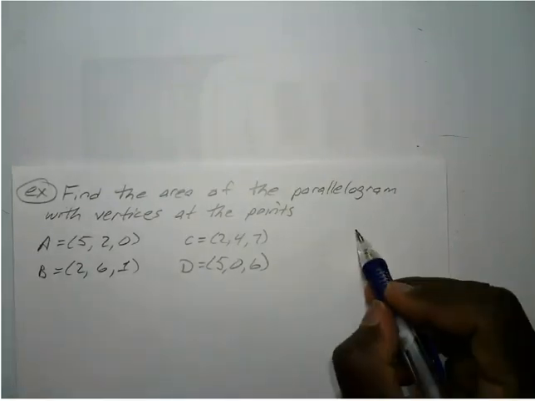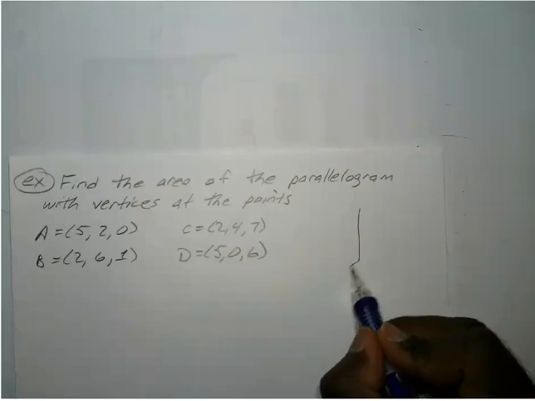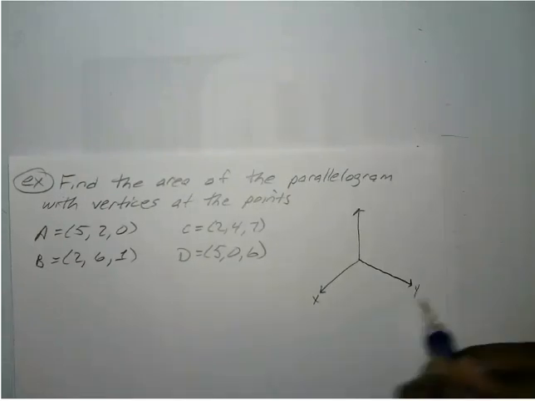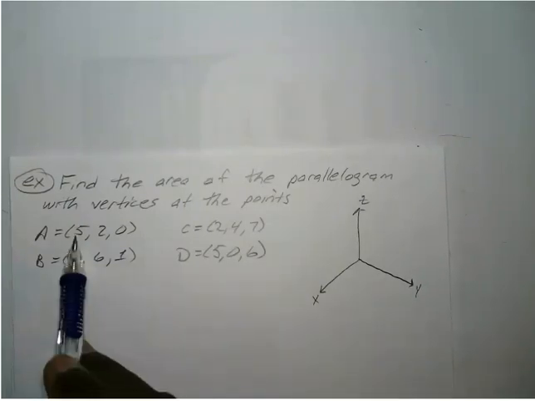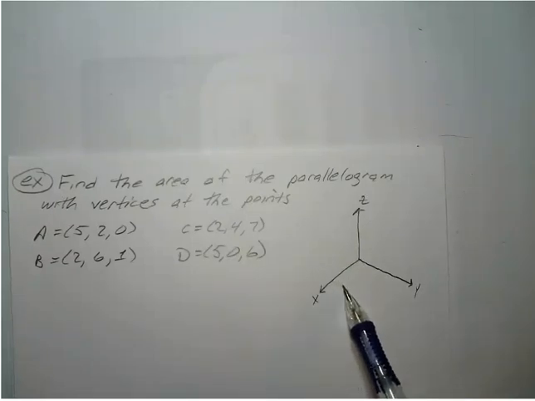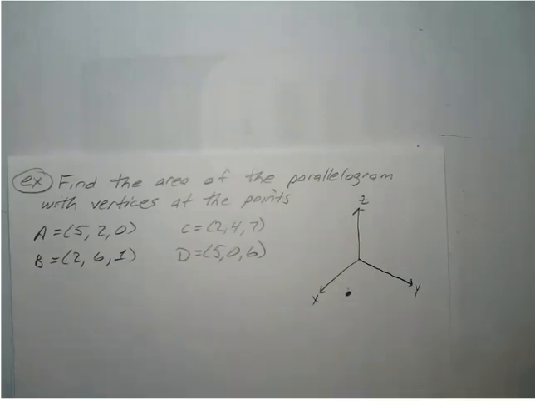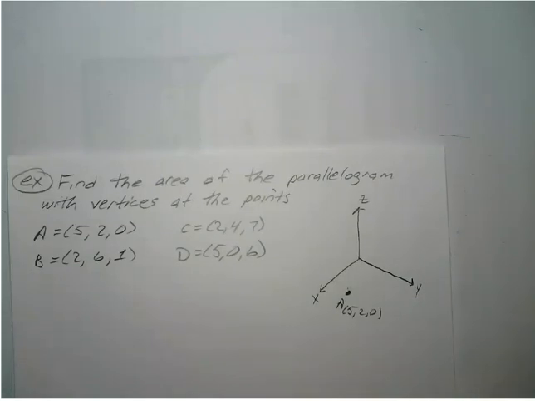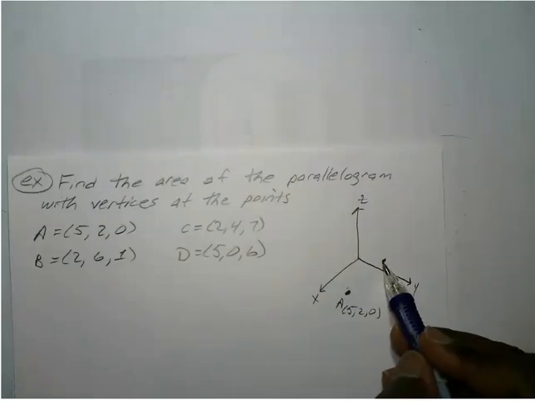Okay, so to help visualize, I'm going to draw a makeshift graph here of our parallelogram. That's our X, Y, and Z. Okay, so for point A, we have 5, 2, 0. So let's say we're going up 5, down the y-axis 2, and we don't go up on the z-axis, so we leave that right here. That's our point A, 5, 2, 0. Okay, so our point B, 2, 6, 1. So let's say X is 2, Y is 6, Z is 1, so we go up. So 2, 6, 1 is about right there.